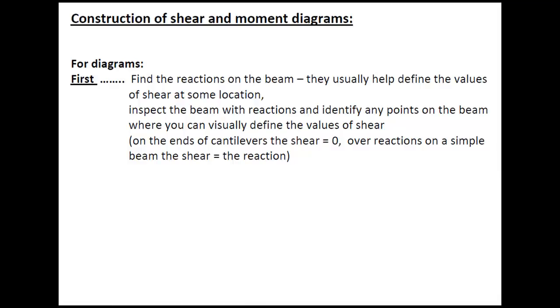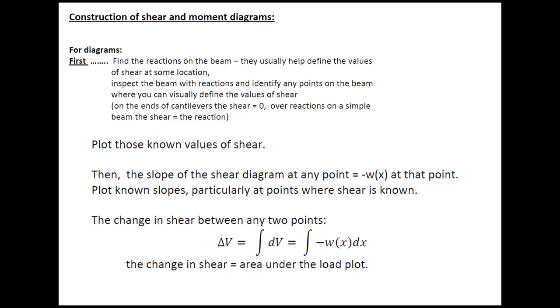Finally, we can give general rules on how to construct a shear and a moment diagram. First thing we do is we find the reactions on the beam. They usually help define the values of shear at some location. So inspect the beam with the reactions and identify any points on the beam where you can visually define the values of shear. This is easy. On the ends of a cantilever, we know the shear is 0. Over the reactions on a simply supported beam, we know the shear is equal to the reaction. So now we've got a couple points for the shear diagram on the beam.